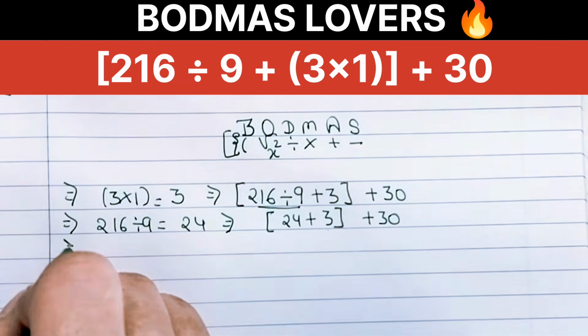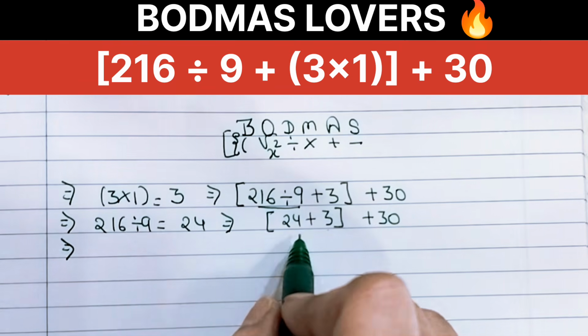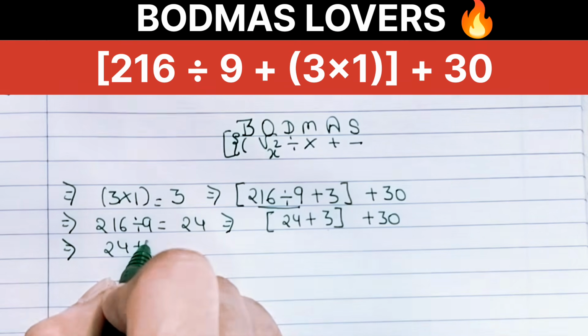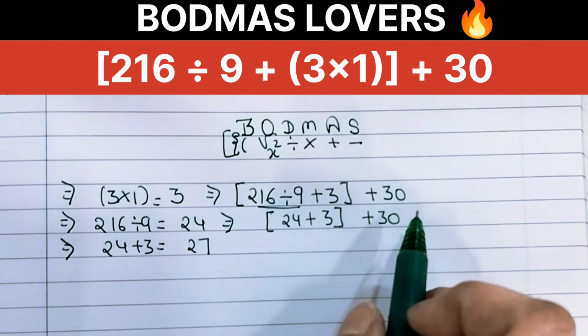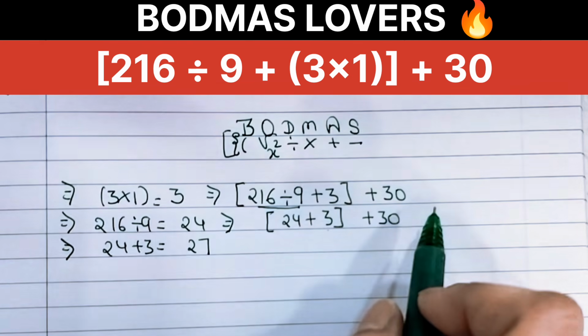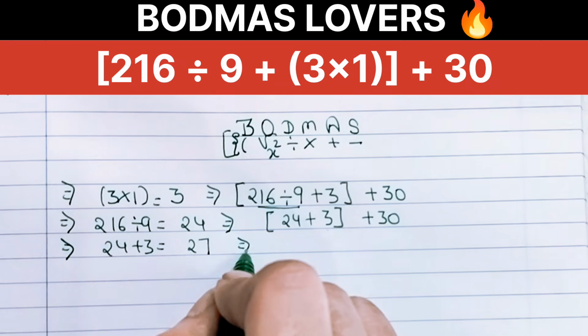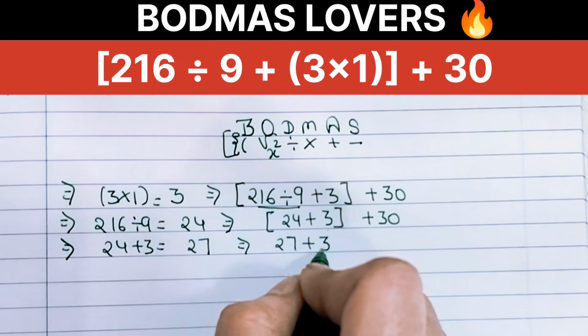Move to the next step. According to the next step, we complete the square brackets. Now calculate 24 plus 3. Addition, we get 27. According to this step, you must completely solve all the terms inside the bracket to eliminate it. And now the current expression becomes 27 plus 30.